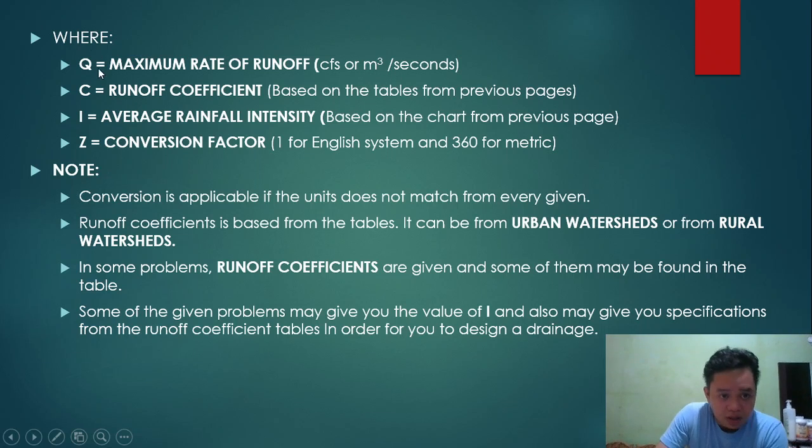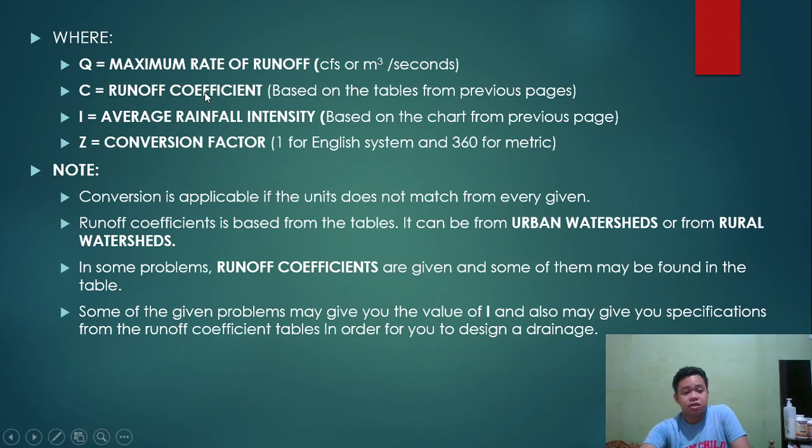Next is the runoff coefficient, C. It's either from rural or urban areas, based on the tables from previous pages. Then I is the average rainfall intensity, from the chart, also based on the previous page. And the conversion factor is 1 for the English system and 360 for metric. Note, conversion is only applicable if the units do not match the given ones. And also, runoff coefficients are based on tables, and can be from urban or from rural.